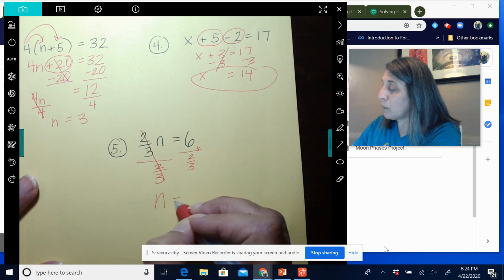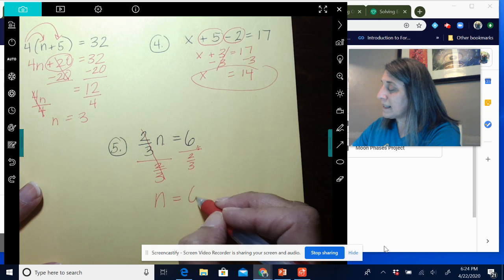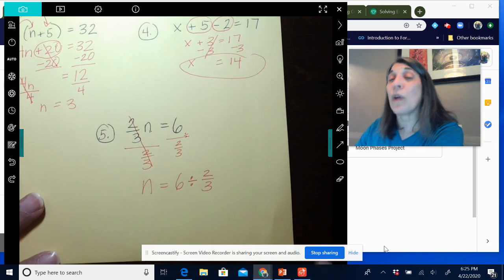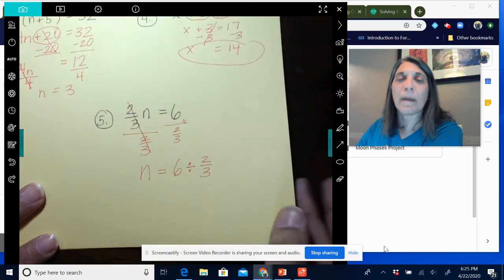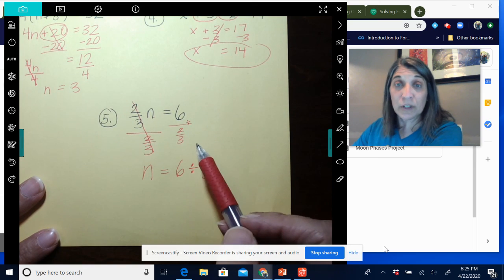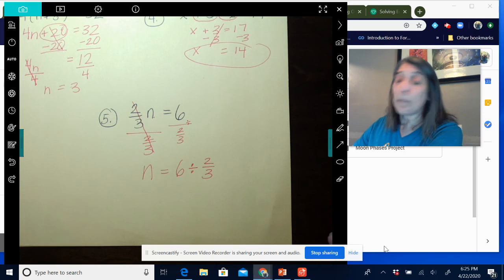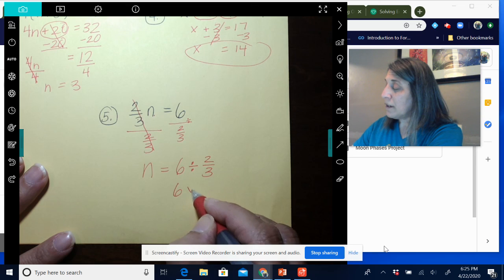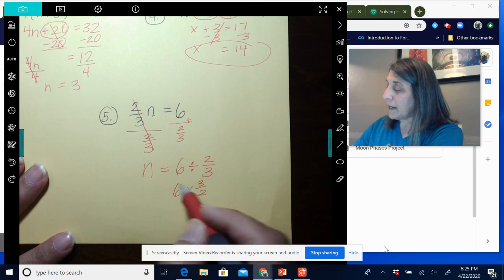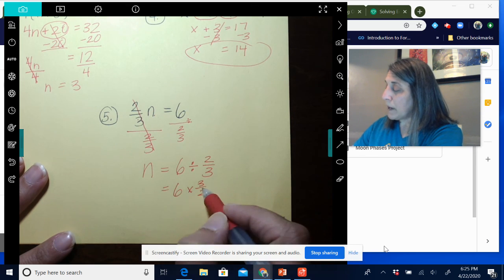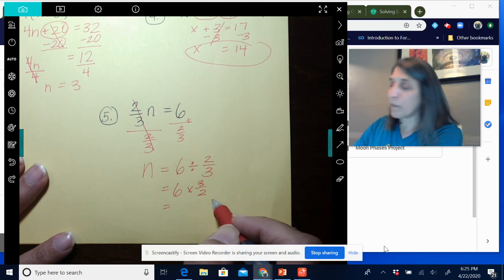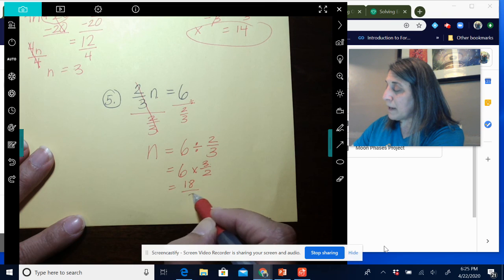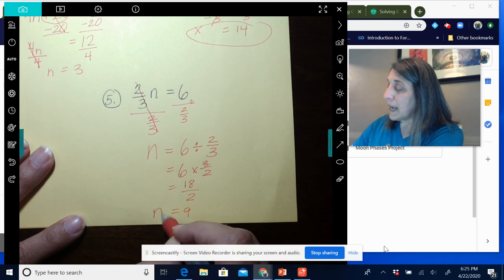So now I have n equals, and I'm just going to rewrite this, 6 divided by 2/3. This time I'm going to rewrite it because when you're dividing a whole number by a fraction, writing it like a fraction is really not going to help you, because now I need to remember keep, change, flip, right? And when I multiply across here, I could simplify before I multiply, but it's simple multiplication. So 6 times 3 is 18 divided by 2. So then it equals 9.